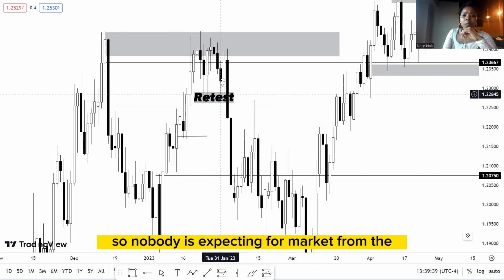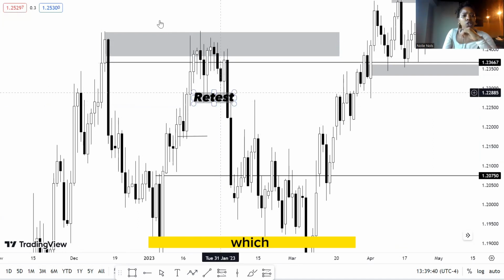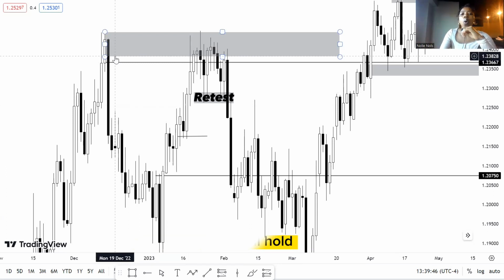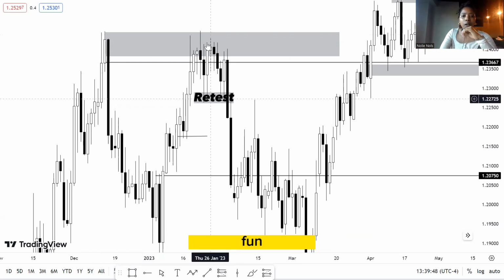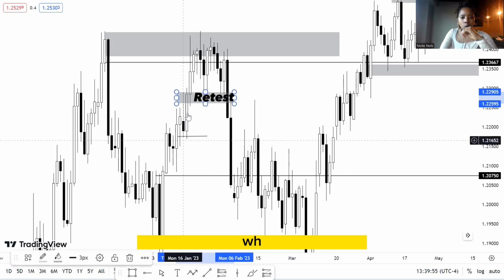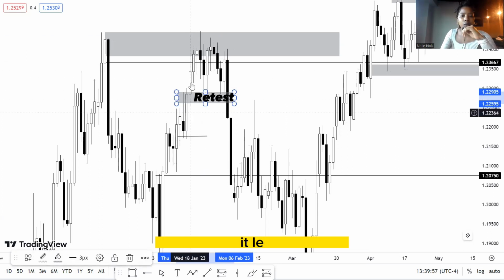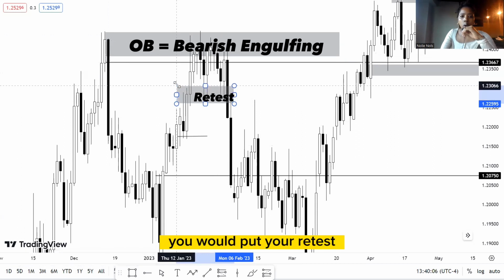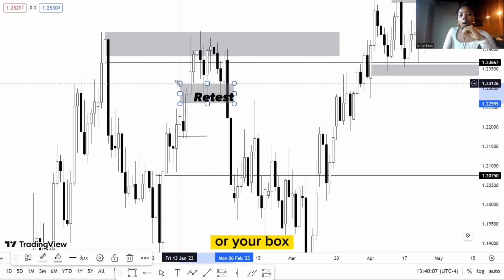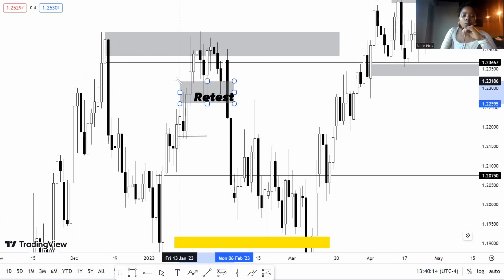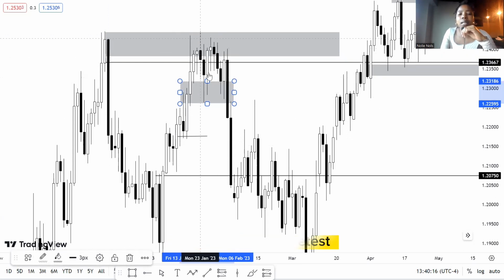So nobody is expecting the market from the resistance, which is now the order block, to just aggressively push to the downside, unless you're a swing trader, you will hold when the market is doing these funny things here, which is up, down, right? So when the market gets here, which is the leg of the higher high, it leaves 3 candles, 1, 2, 3, to the order block. You would put your retest or your box to show that it's a retest on the second candle. On the second candle, we're expecting a retest.